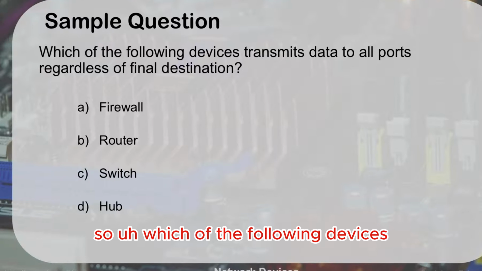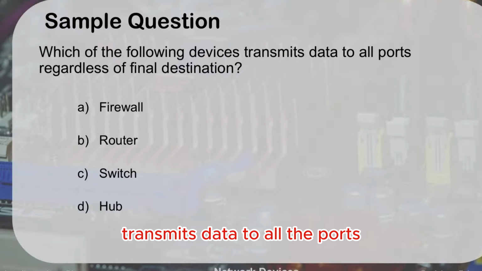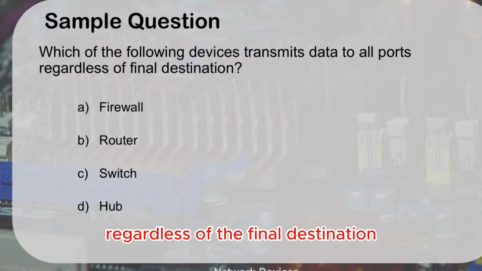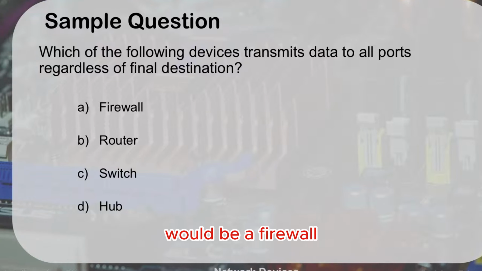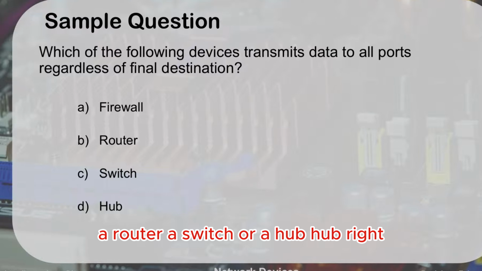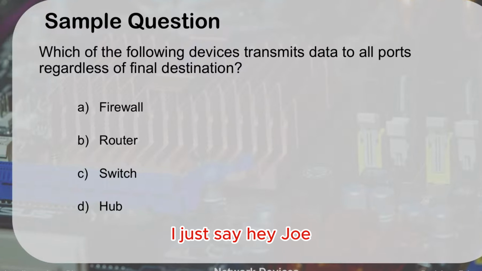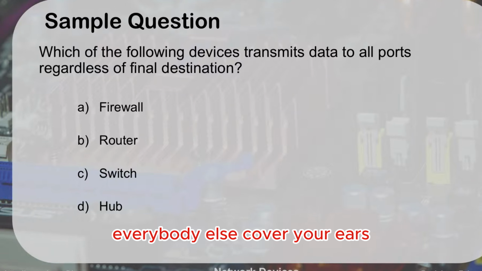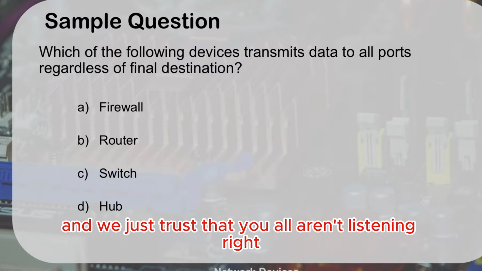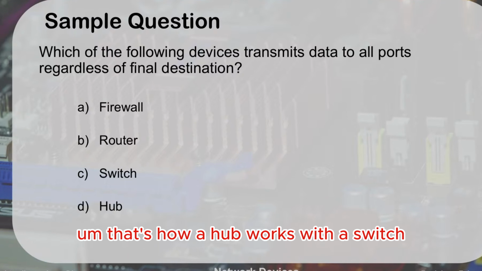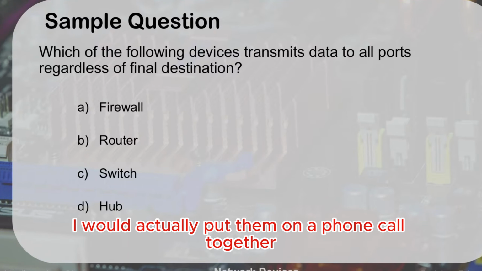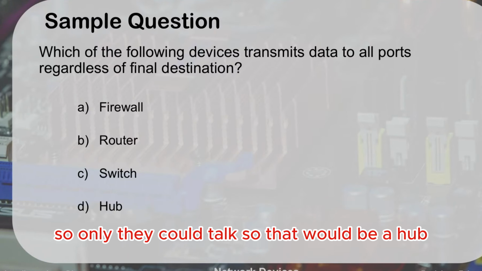So, which of the following devices transmits data to all the ports regardless of the final destination? A firewall, a router, a switch, or a hub. A hub, right? We use that example of if Sarah wants to talk to Joe, I just say, hey Joe, everybody else cover your ears, I'm talking to Joe. We just trust that you all aren't listening, right? That's how a hub works. With a switch, I would actually put them on a phone call together so only they could talk. So that would be a hub. You guys are correct.